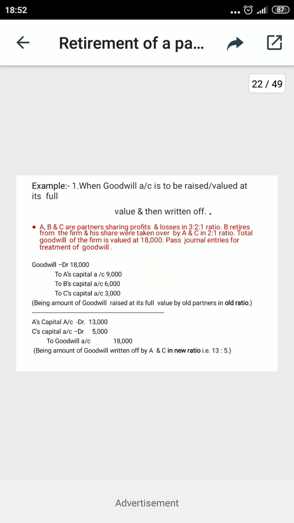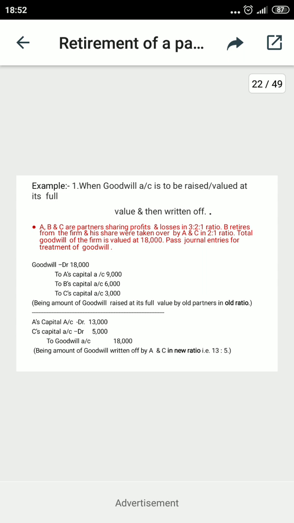Example number one: when the goodwill is raised with the full value. Here three partners are listed, and the ratios are also given. This is called the old ratio, 3:1. The outgoing partner's name is B, and his share of goodwill is taken by A and C in the ratio of 2:1. What does it mean? A and C are getting B's share. It means this is the gaining ratio. Old ratio is given, gaining ratio is given.